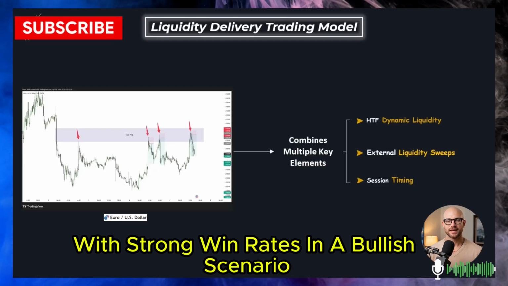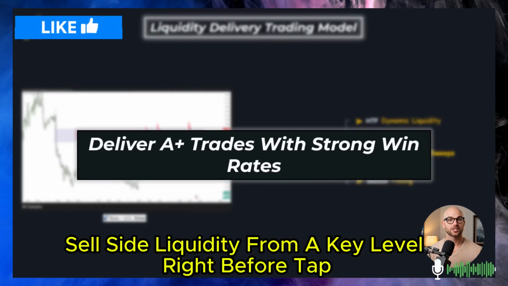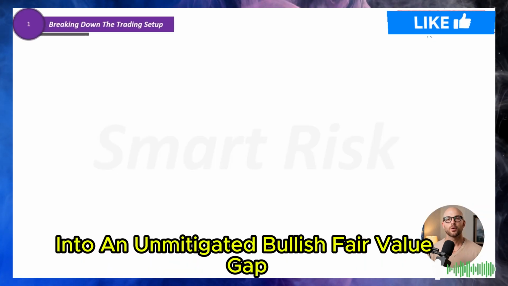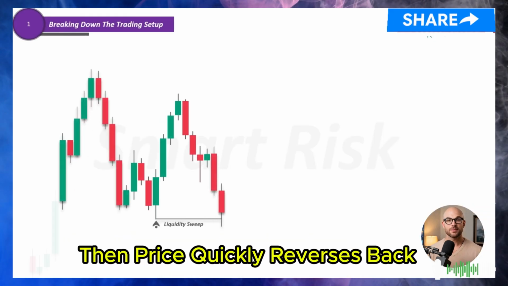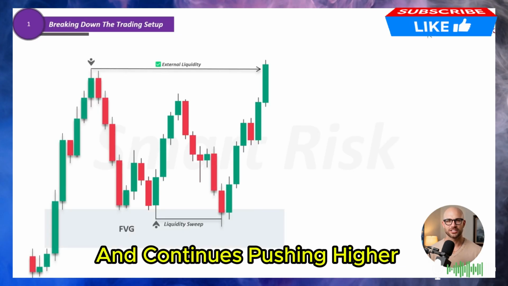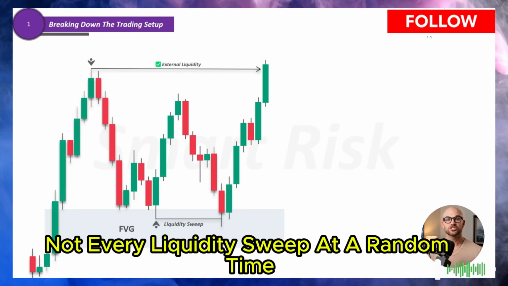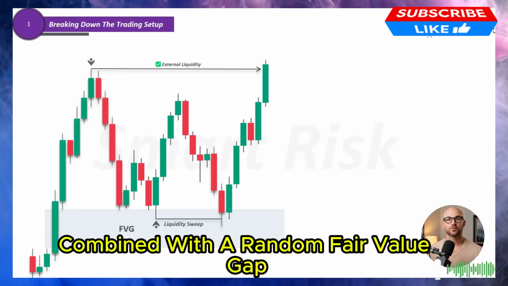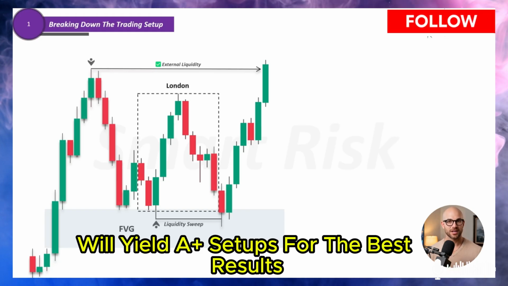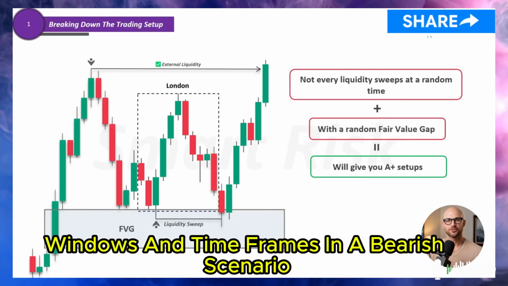strong win rates. In a bullish scenario, this setup forms when price sweeps sell-side liquidity from a key level right before tapping into an unmitigated bullish fair value gap. Then price quickly reverses back inside the range of that key level and continues pushing higher. But keep this in mind. Not every liquidity sweep at a random time combined with a random fair value gap will yield A-plus setups. For the best results, you need proper alignment with specific time windows and time frames.